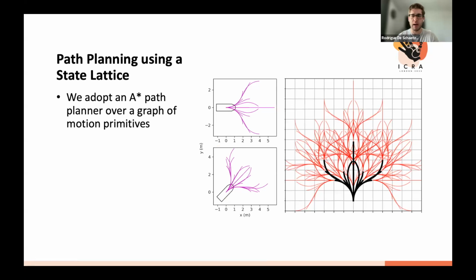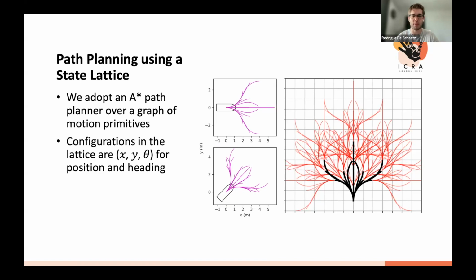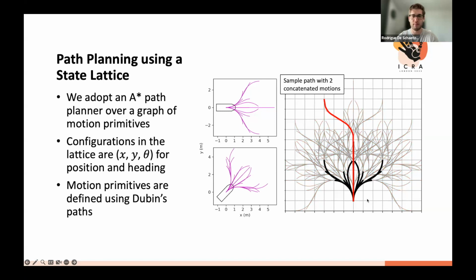We use a state lattice path planning algorithm where paths are generated using a finite set of pre-computed motion primitives. We treat the ship as a 2D rigid body and adopt a unicycle kinematic model. A state lattice is generated by discretizing the plane into a uniform grid and the headings into uniformly spaced angles around the unit circle. We use Dubins paths to define our motion primitives. The figure on the left shows an example set of motion primitives, and on the right we can see the sort of paths that can be generated by concatenating together different motion primitives.